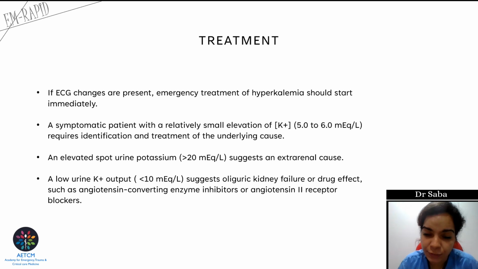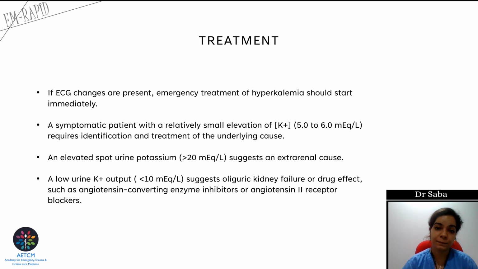Early identification of hyperkalemia and treatment is extremely crucial as it is a life-threatening emergency. It can lead to cardiac arrest. But what is more important is the fact that it is a reversible cause of cardiac arrest. So if a patient has ended up with cardiac arrest and hyperkalemia is the cause, and if it is detected early and treated, the chances of revival of the patient are extremely high. So if ECG changes are present, treatment should begin at the earliest.